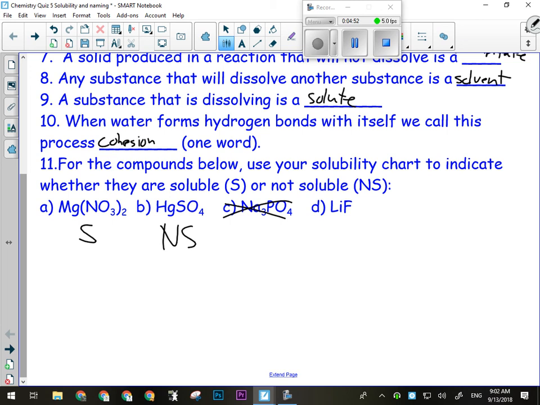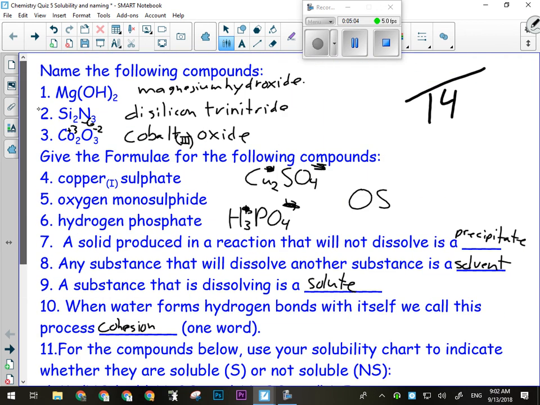D is lithium fluoride, and lithium is not soluble with fluorine according to your solubility chart. So not soluble there. So this is not going to be out of 14. It's going to be out of 13, because I took that one off of there. So mark out of 13 at the top. Let him see it. And then I'd like them in a neat pile in front of Megan, please.